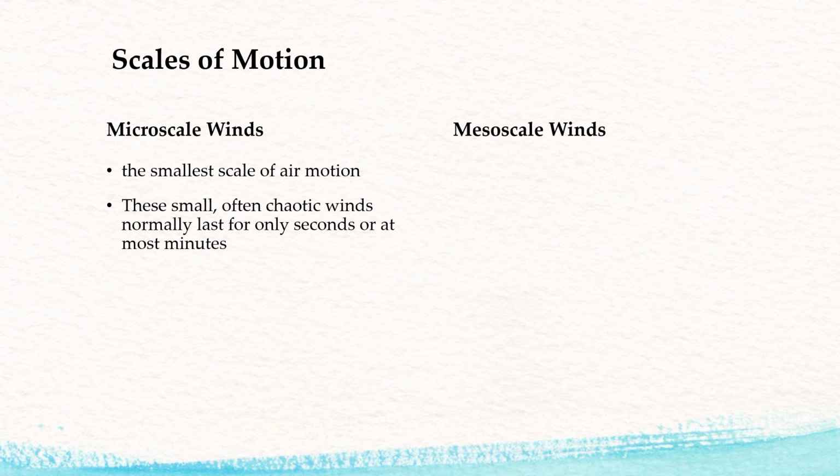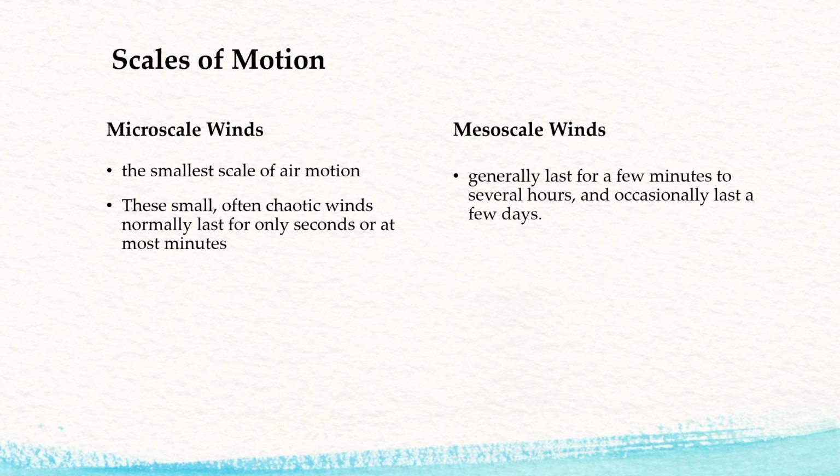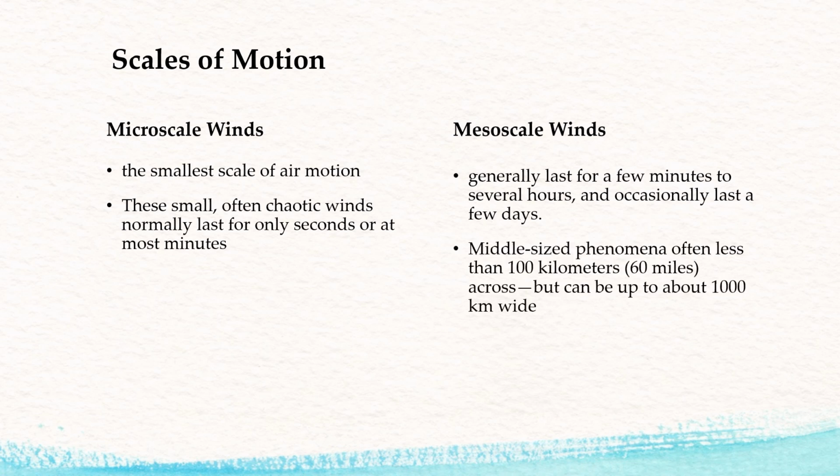Next to microscale is mesoscale. The mesoscale winds generally last for a few minutes to several hours and occasionally a few days. So this is a middle-sized phenomenon, often less than 100 kilometers or 60 miles across, but can also be up to 1,000 kilometers wide. Obviously, this is second to the smallest. This is a middle-size phenomenon.